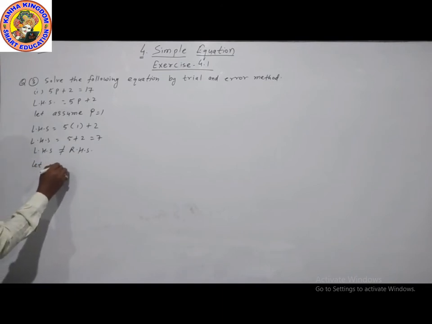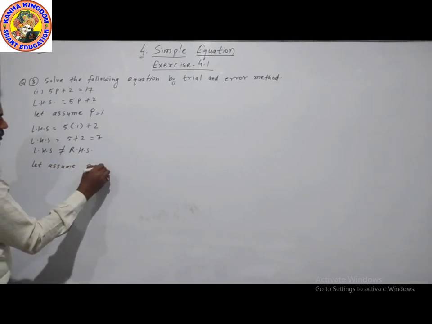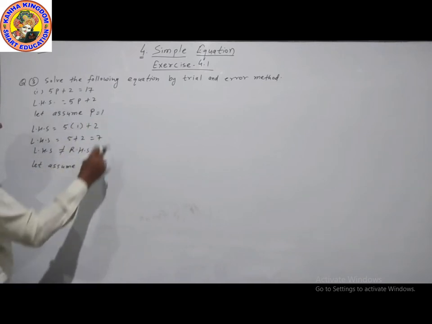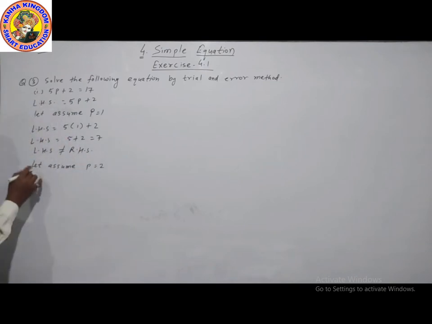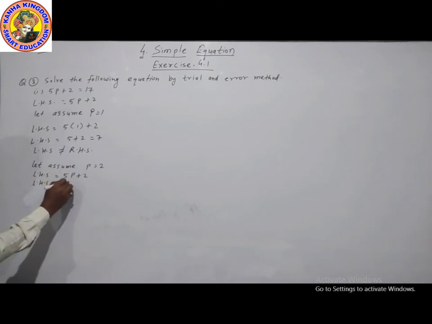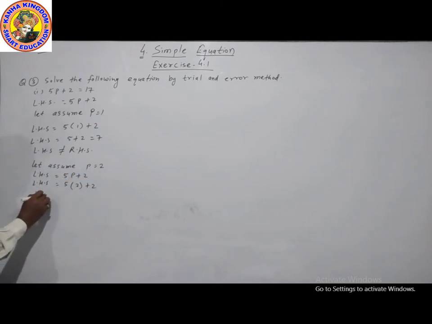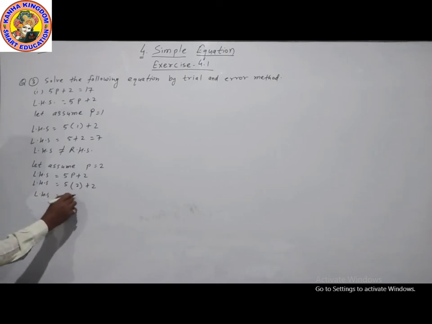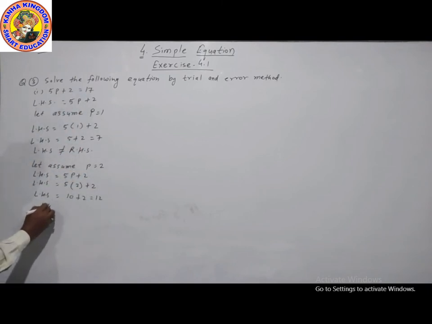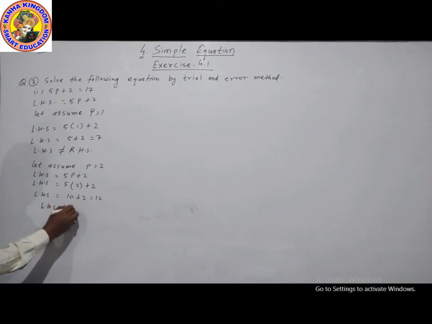Let assume the value of p is 2. P is 1 and then p is 2. Now putting the value of p. Left hand side is equal to 5p plus 2. 5p, value of p is 2. 5 into 2, 10 plus 2, 12. The left hand side is 12, right hand side is 17, not equal. Left hand side is not equal to right hand side.